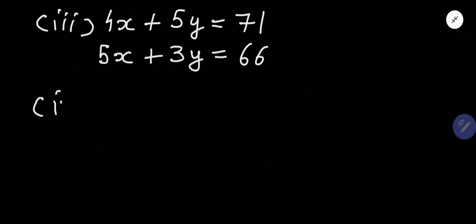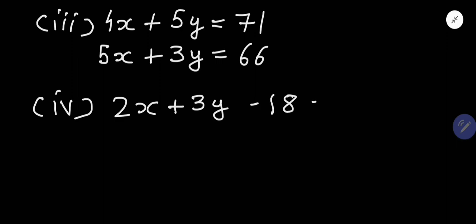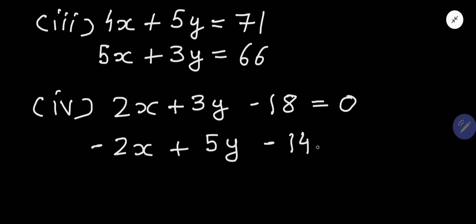And the last one is 2x plus 3y minus 18 is equal to 0, and minus 2x plus 5y minus 14 is equal to 0.